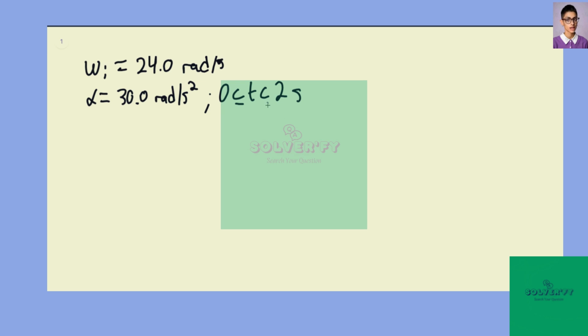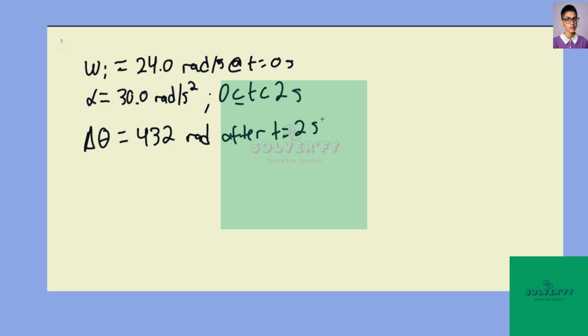And actually, you can do it like that. So we can say that this is at t equals 0 seconds. And then they want us to find the angular acceleration from 2 seconds to when the wheel stops, essentially. And we also know that delta theta is 432 radians, but this is only after t equals 2 seconds.